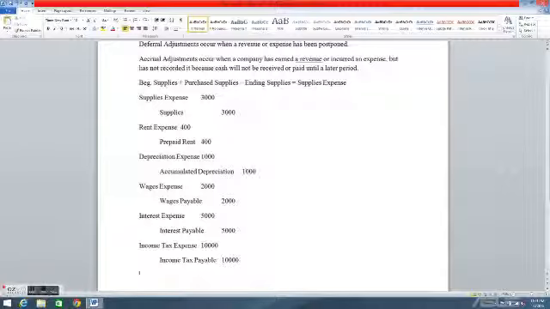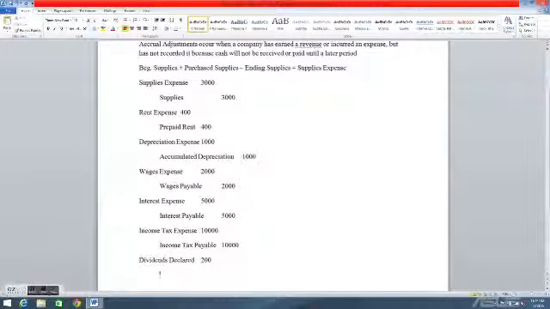So the journal entry when a company pays dividends is to debit an account called dividends declared, and I'm going to say they paid $200 of dividends here. And then you simply credit cash the same amount as the dividend.